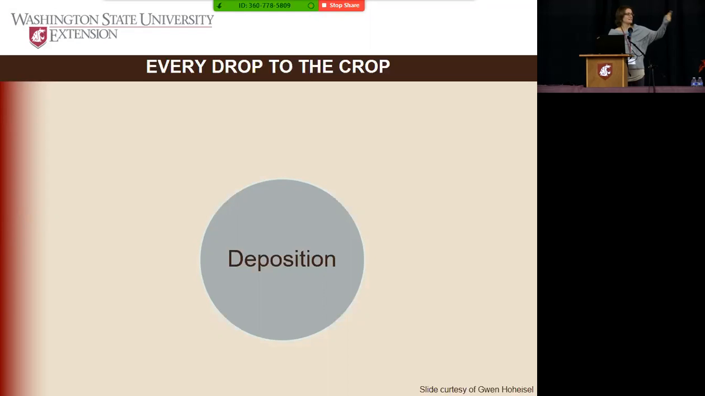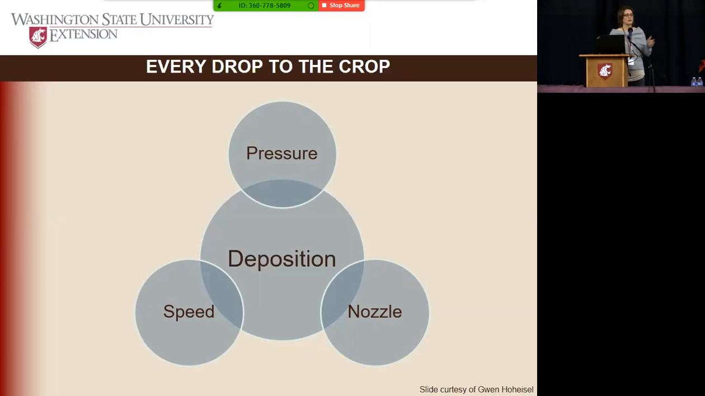Size of the nozzles. So pressures, nozzles, and forward speed, right? If you change any of those, tomorrow I'll put this in a triangle, like your disease triangle. This is your deposition triangle, right? So if you change any one of those on your sprayer, you're going to drastically affect what your deposition is, how much is coming out, right?